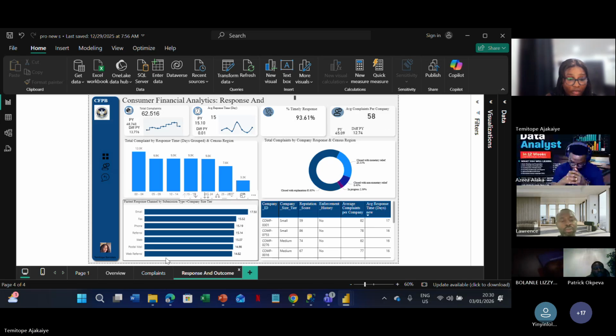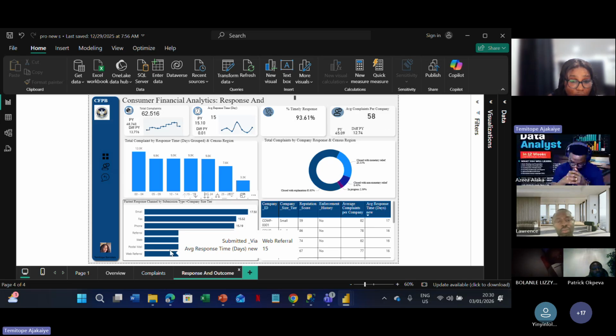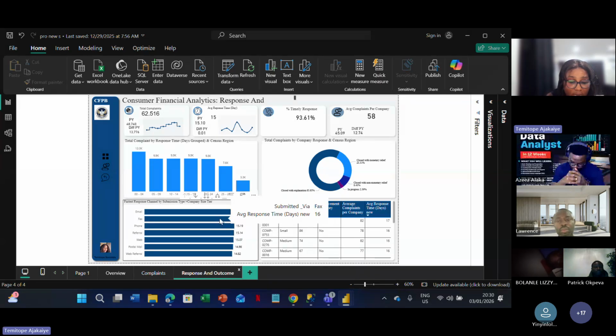And the fastest response channel here, I compared the response speed by the submission channel, and even though web has the highest submission volume, email and fax still came out on top with the fastest response.